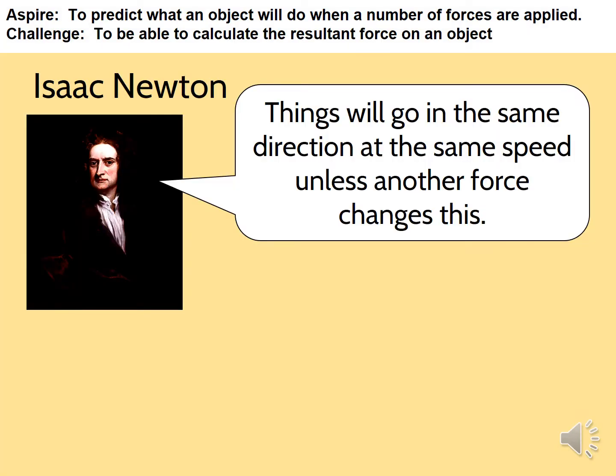So let's just look for a moment at some of the laws of physics. These are then going to be extended to allow us to look at the challenge, so we can see where resultant forces come from and how they fit into what was said by Isaac Newton here. Things will go in the same direction at the same speed unless another force changes this. So we need to understand the implications of that, and we've been doing that and showing that with our free body diagrams. Let's continue.